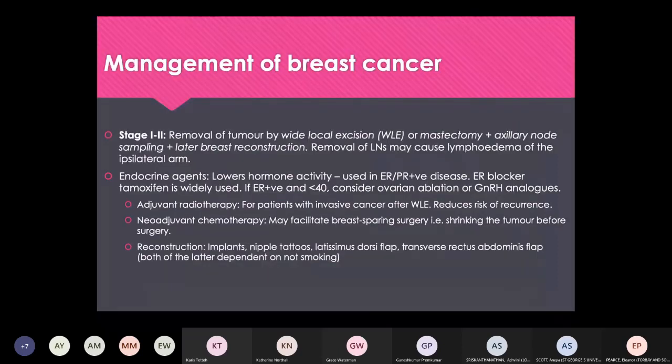So how do we manage breast cancer? For stage 1 to 2, where, as we've just said, the tumour is fairly mobile, sometimes we can just remove the tumour with wide local excision. Or if it is quite large, we may opt to do a mastectomy. And we can also sample any nodes within the axilla as well.